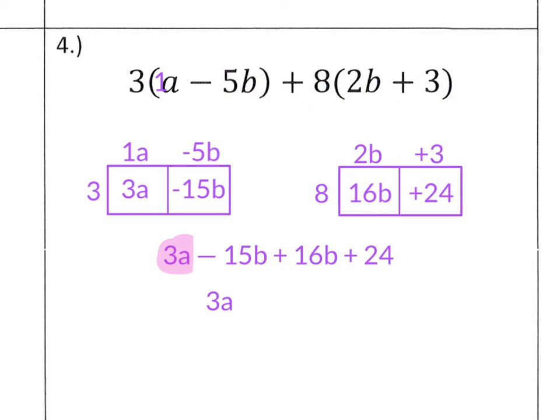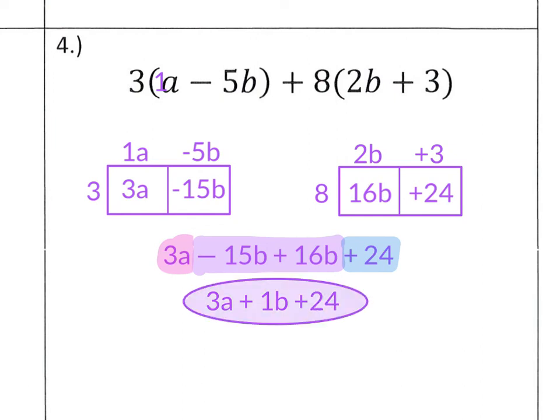And then the next thing that I see here is the negative 15b plus 16b. So again, just putting the coefficients in my calculator. Negative 15 plus 16 is a positive 1b, or you could just write the b by itself. And then finally, I have a constant by itself, the positive 24, no other constants to combine with. So I'm just going to write that at the end, and that is my answer. 3a plus 1b plus 24. So remember, just give that a circle. You do not have to add the highlighting.